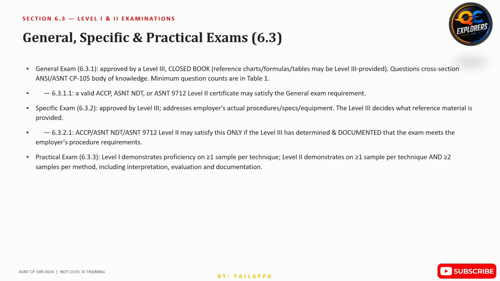The minimum number of examination questions is specified in Table 1, which we'll examine in the next slide. An important update appears in Section 6.3.1.1.